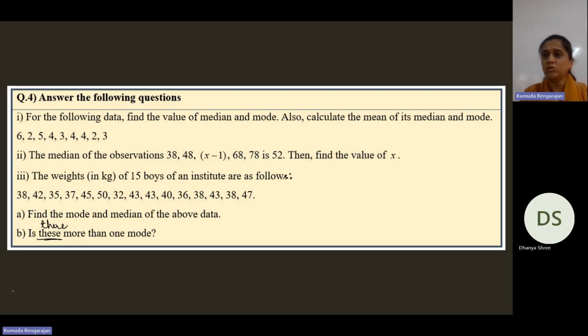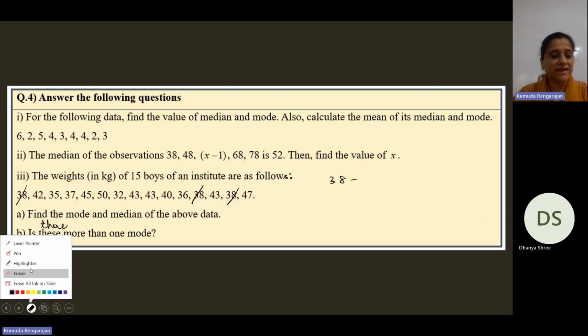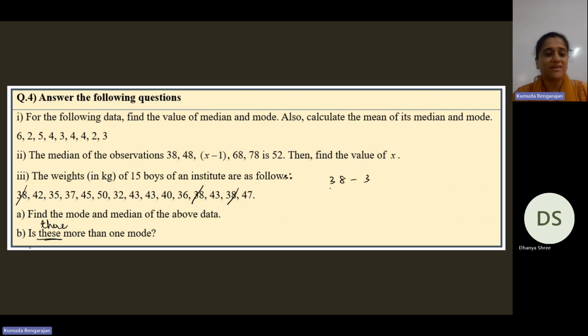See if there's more than one mode. Is there any value that repeats? Are there two values that repeat the most number of times equally? 38 happens how many times? 38 happens 3 times. I'm very careless in this, so I don't mind if I go wrong. So 42 happens how many times?